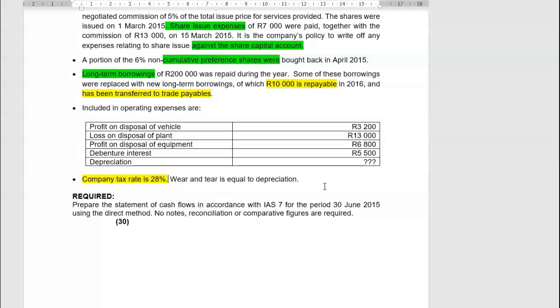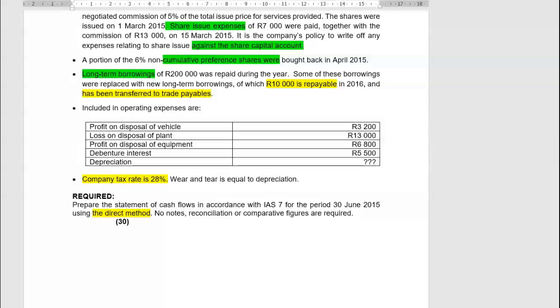Now, as soon as I tell you that bit of news, it means that I want you to do some kind of tax calc. Prepare the statement of cash flow in accordance with IAS 7 and by using the direct method. No notes, reconciliation, or comparative figures are required.